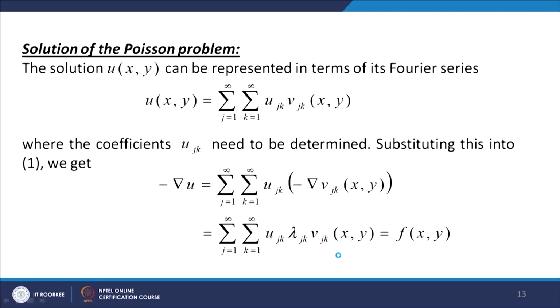Solution of the Poisson problem. We have to find the solution of the Poisson equation. u(x,y) can be represented as sigma j equal to 1 to infinity, k equal to 1 to infinity, u_jk v_jk(x,y), by its Fourier series. We have to determine the values of u_jk. So u_jk have to be determined by substituting the Fourier series of u(x,y) into this equation, minus del u equal to f.